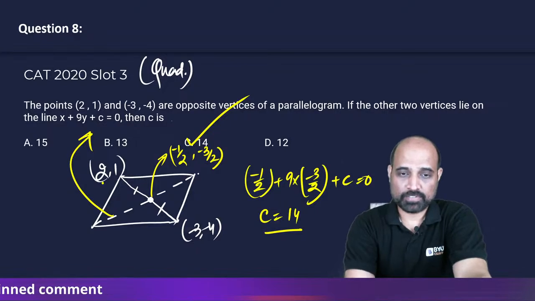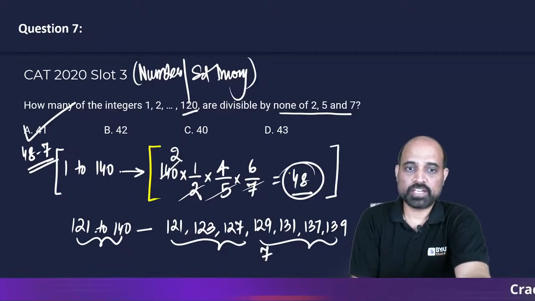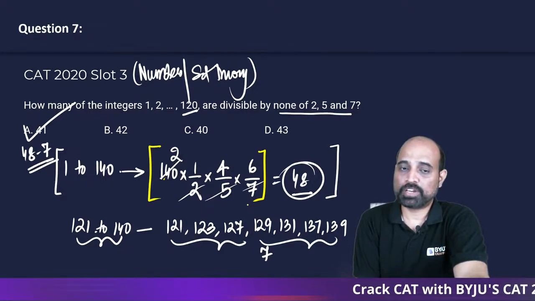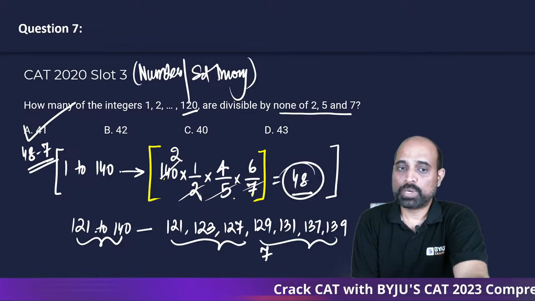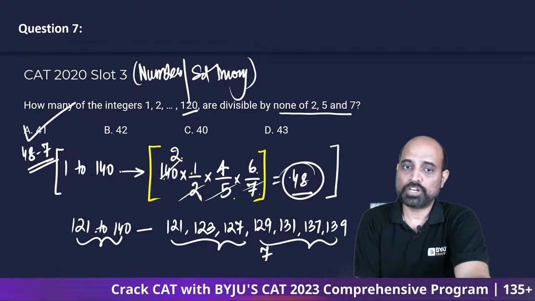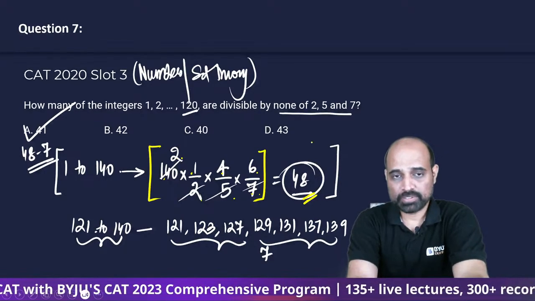48 कैसे आया? इसको सॉल्व किया ना 48? 140 into 1 by 2 into 4 by 5 into 6 by 7. 2 into 5 into 7 is 70. 70 into 2. 2 into 1 into 4 into 6 is 48. नहीं? Multiply करो. All over.